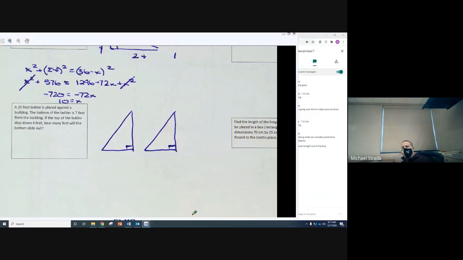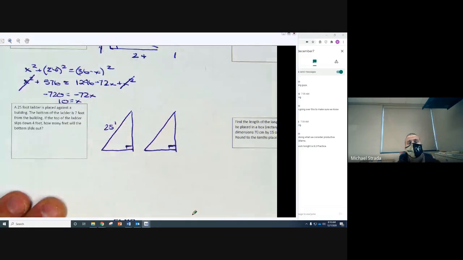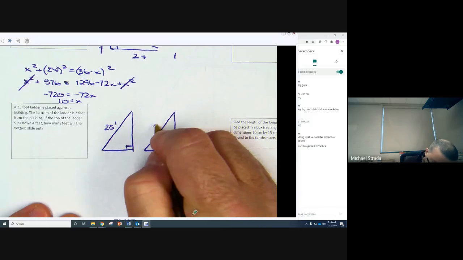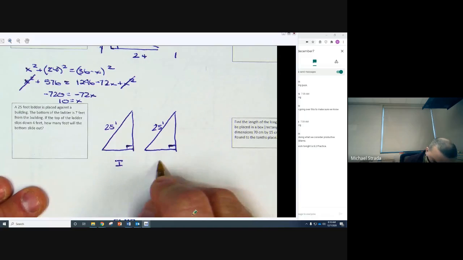Now, if you put a ladder up against the wall, what's going to be the hypotenuse? The wall or the ladder? The ladder. You agree? Okay. How big does it say the ladder is? 25 feet. Okay? 25 feet. So when the ladder slides down the building, does its length change at all? No. So when it ends, it's also going to be what? 25 feet. All right? This is my initial, and this is my final.